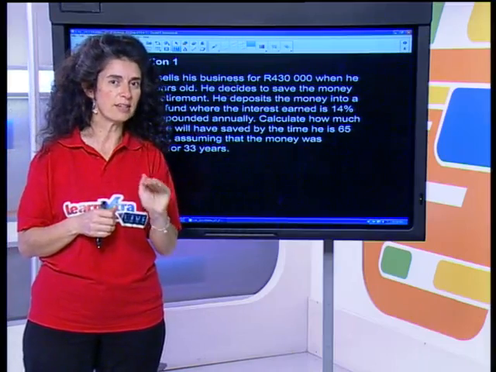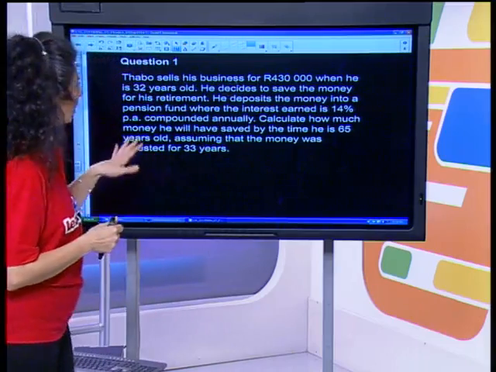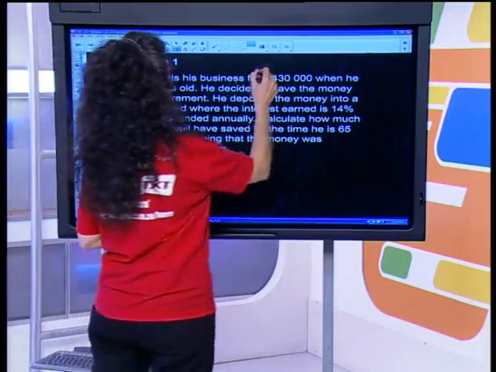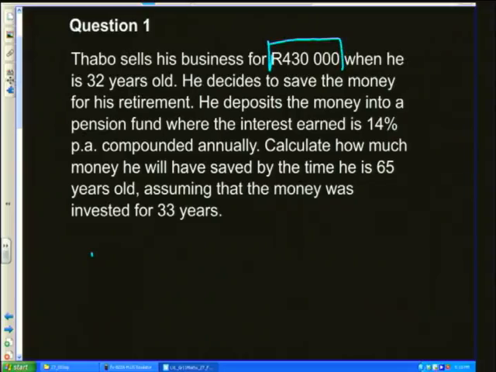Now you're going to dig deeper, and you're just going to read again to make sure that you extract the detail. So if we go back to it, we want to see that this now has got some mathematics attached to it. That's the P value, number one. And he deposits the money into a pension fund, and the interest rate now is very, very important because the interest that's given is 14% per annum compounded annually.